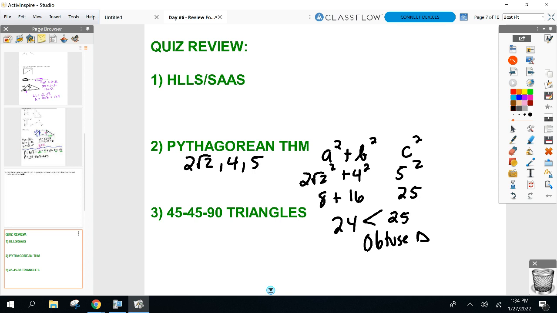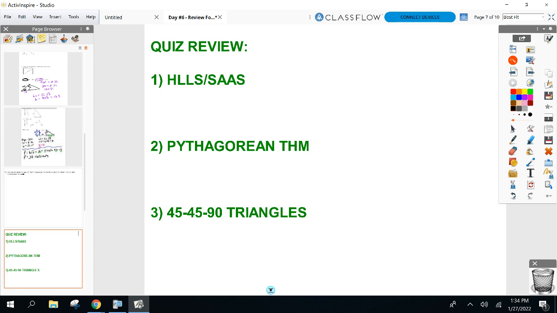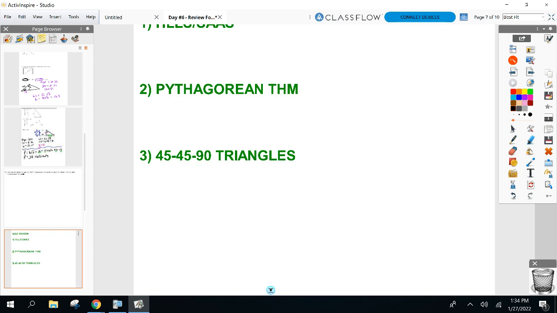We're all comfortable with this right here. We're all good. Don't make mistakes tomorrow on the calculator. Put it in parentheses if you're squaring it. 45, 45, 90.